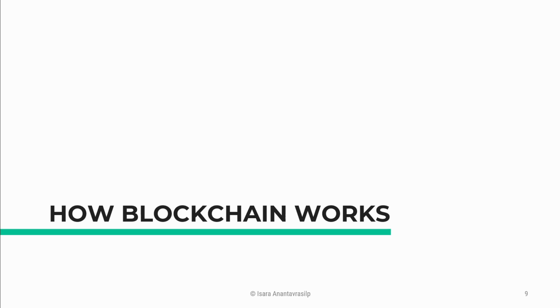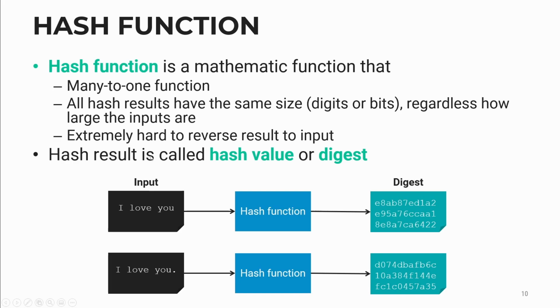So how does blockchain work? Let us start with the hash function. A hash function is a mathematical function that is many to one. That means different inputs could be mapped into the same output. But what we are looking for is a hash function that minimizes what we call a collision, the situation where you have two inputs that map to the same output.